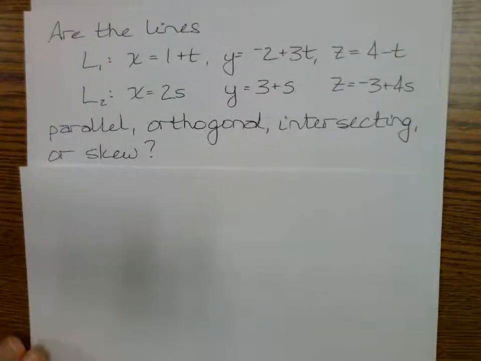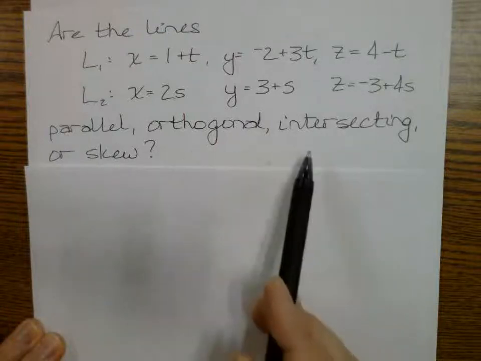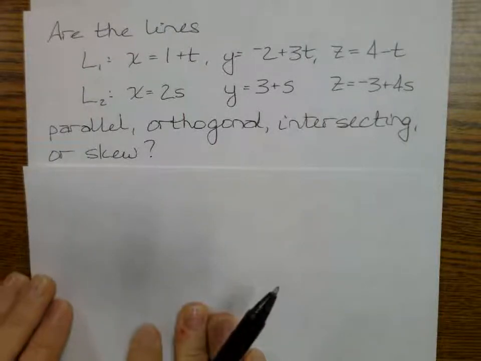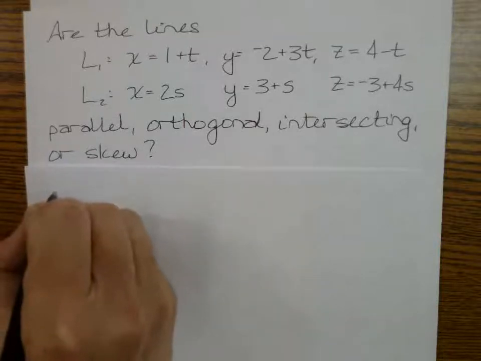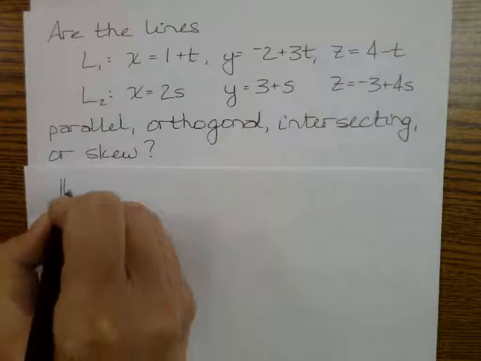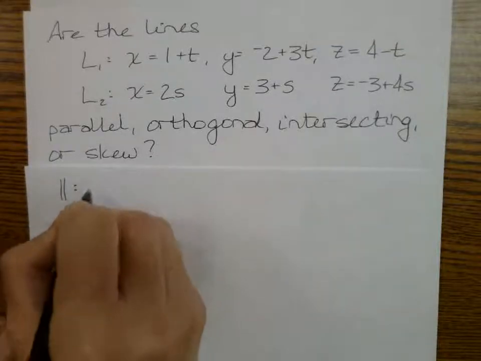The question of the hour: are these two lines, L1 and L2, parallel, orthogonal, intersecting, or skew? Let's start at the top. Parallel. If my two lines are parallel, that means their direction vectors are equal or are scalar multiples of each other.